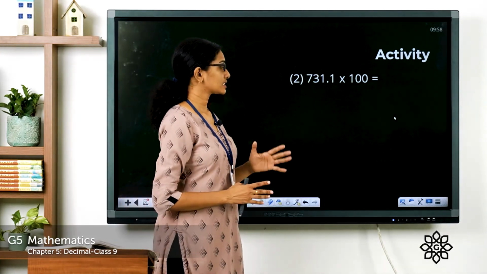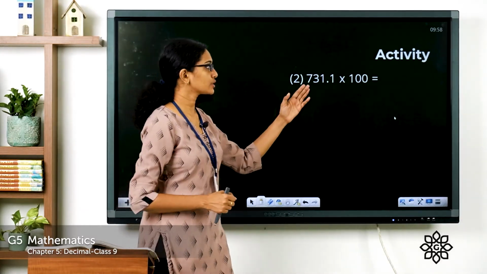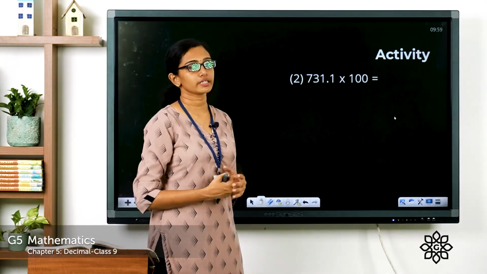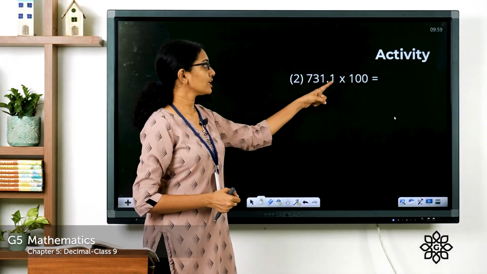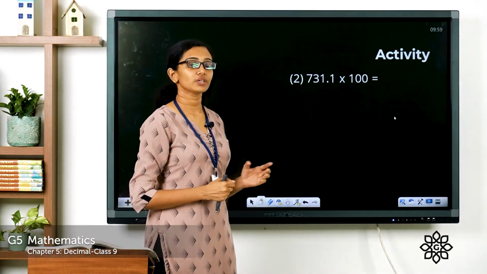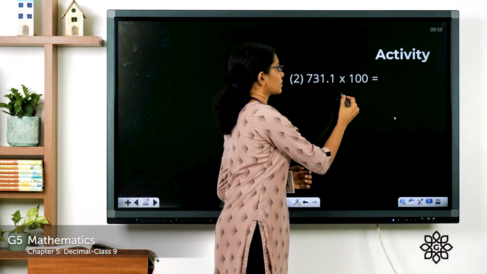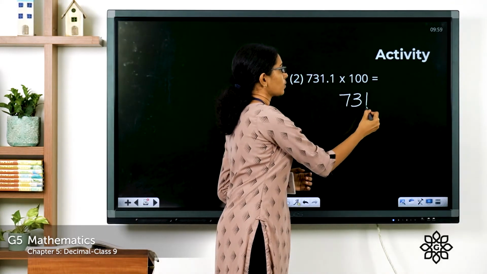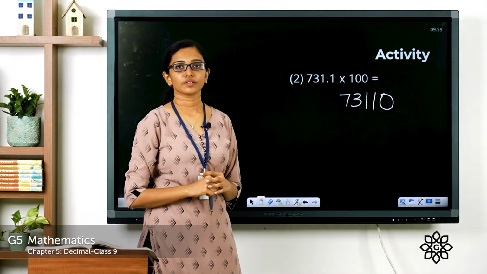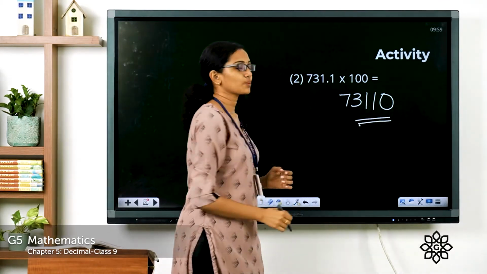The next question is 731.1 into 100. And there are 2 zeros in the multiplier. So you have to shift the decimal point 2 places to the right. But here there is only 1 digit after the decimal point. So what you can do, we can add 1 zero to the right to correct the places. So the answer would be 73,110. Hope you got this one also correct.